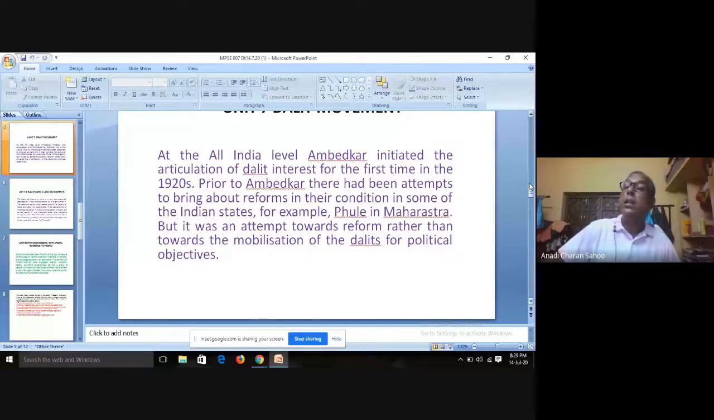Other than the Dalit leaders, Mahatma Gandhi, the father of the Indian nation, had started a Dalit movement before independence.